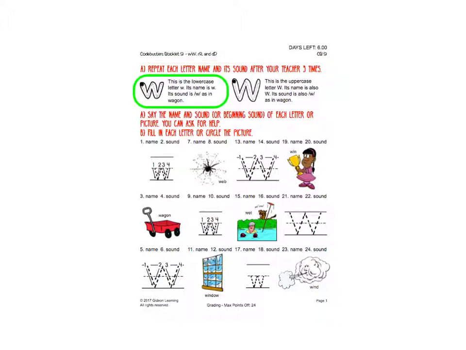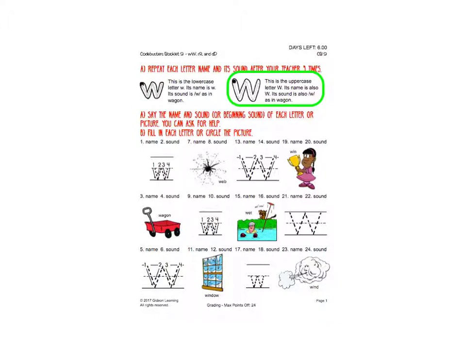This is the lowercase letter W. Its name is W. Its sound is W, as in wagon. And now we'll say the letter name and sound. W, W, W. And now we'll write our W.